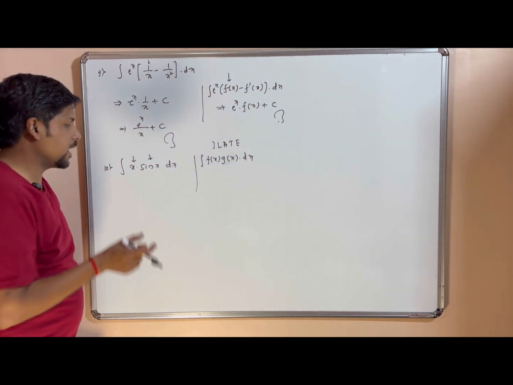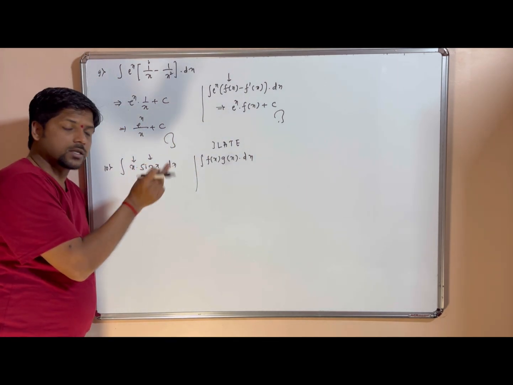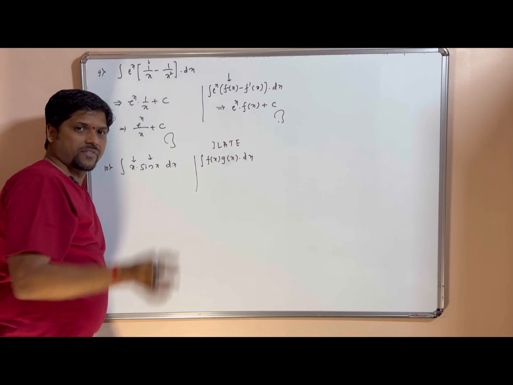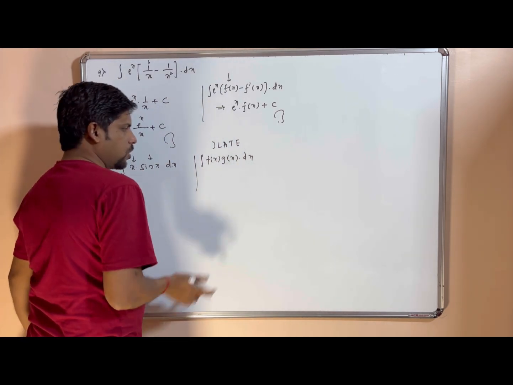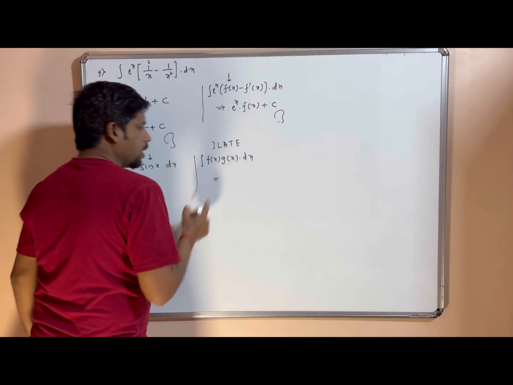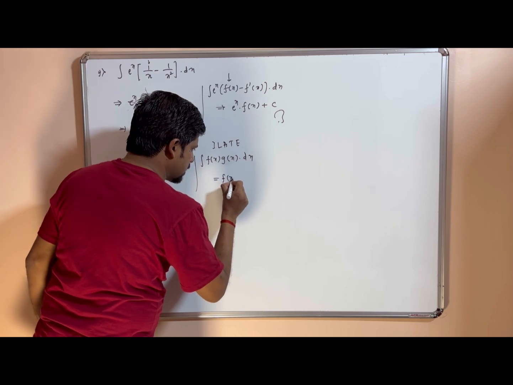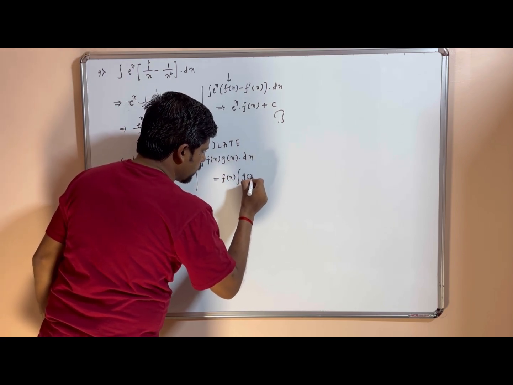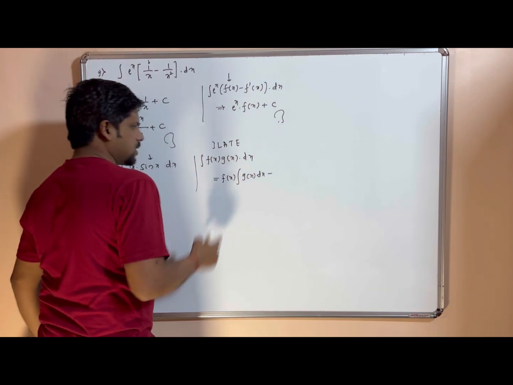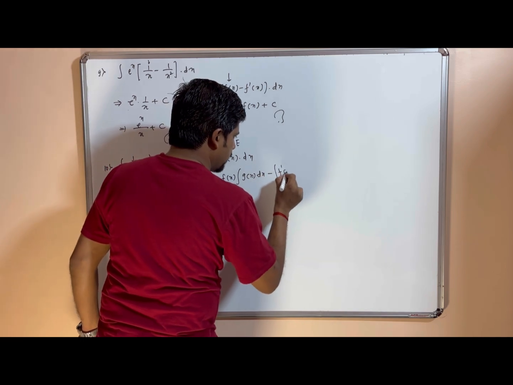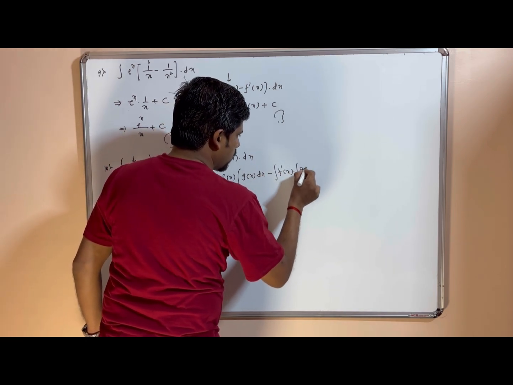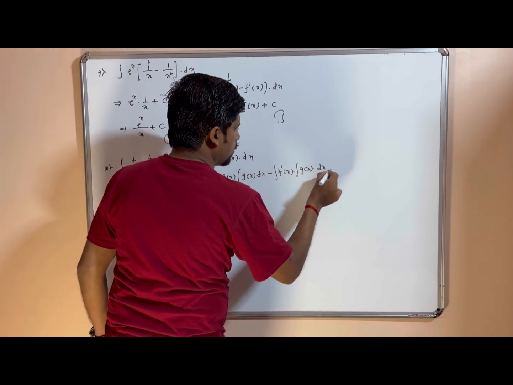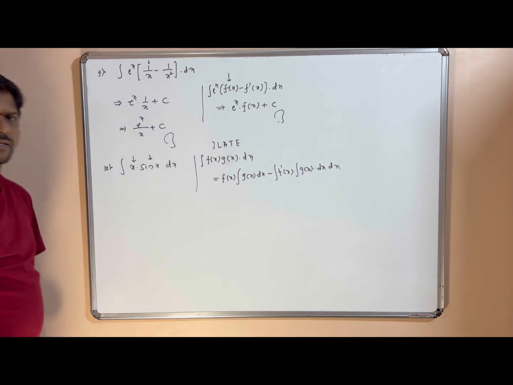function. First we have to arrange the given functions in this form. So after that we have the formula for f of x into g of x. Write down f of x, keep it as it is, and integrate g of x into dx, minus integration of f dash of x, integration of g of x into dx, into dx.